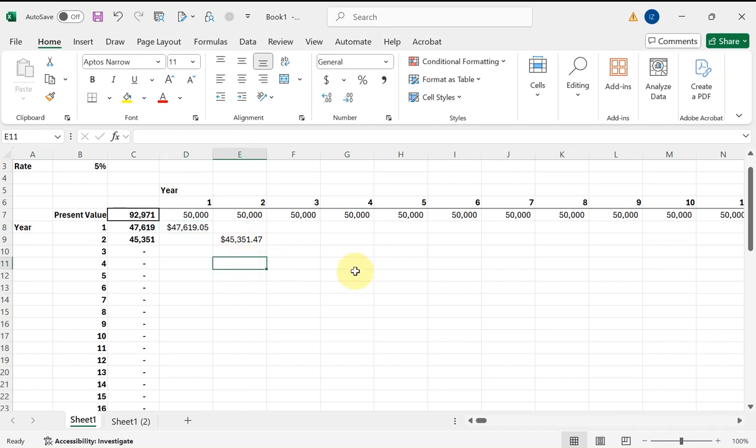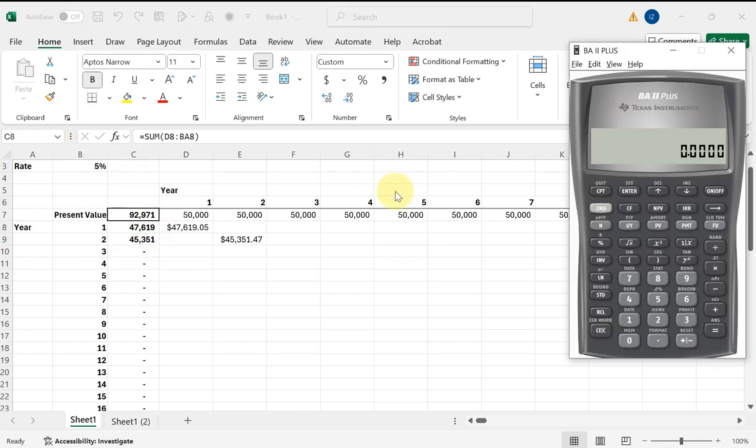And let me tell you what you're looking at here, okay? You have the years that we're receiving the $50,000, and we have the present value of each one of those years. So for example, the $50,000 in year one discounted back at 5% is only $47,619. And how can I prove that?